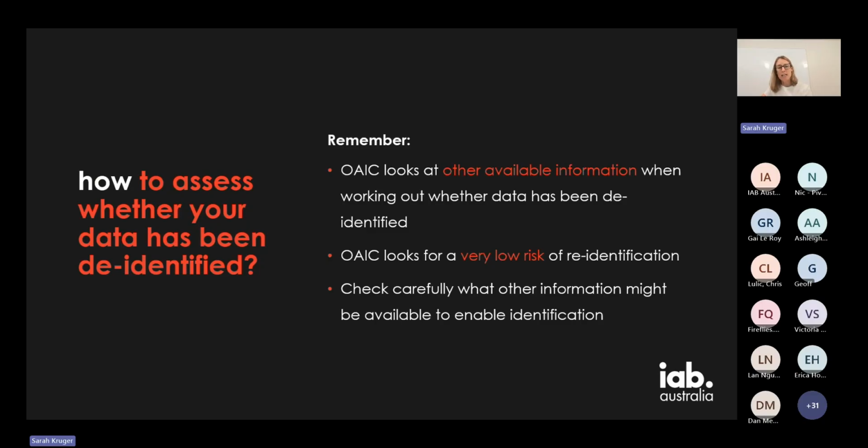Now, how do you assess whether your data has been de-identified? The OAIC, which is the privacy regulator, so the Privacy Commissioner, Carly Kind, heads up the OAIC. They have made it very clear that they will look at other information when they're working out whether data has been de-identified. And they have also made it clear that they will look for a very low risk of re-identification. So you need to check really carefully what other information might be available to enable identification.